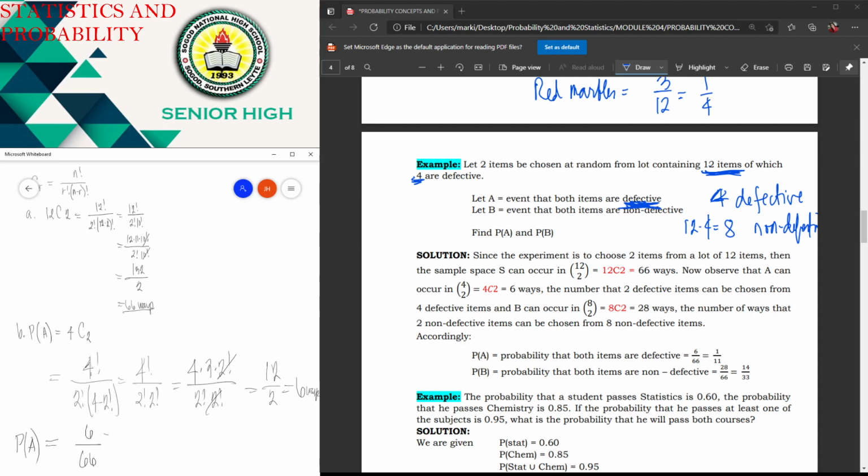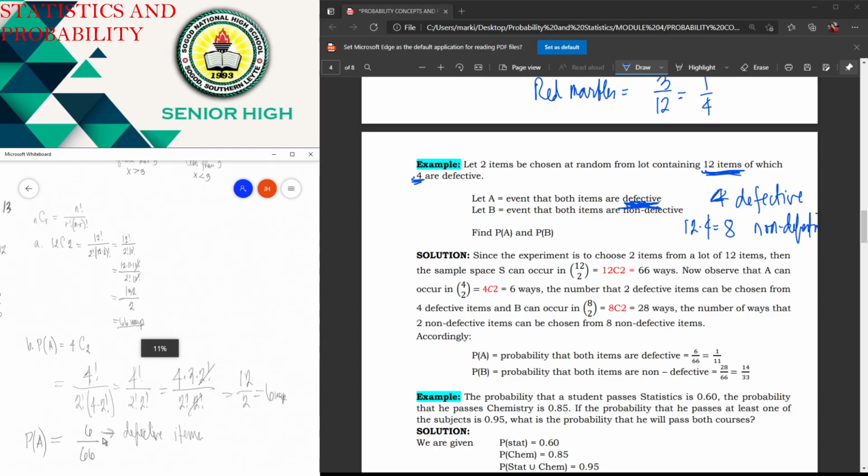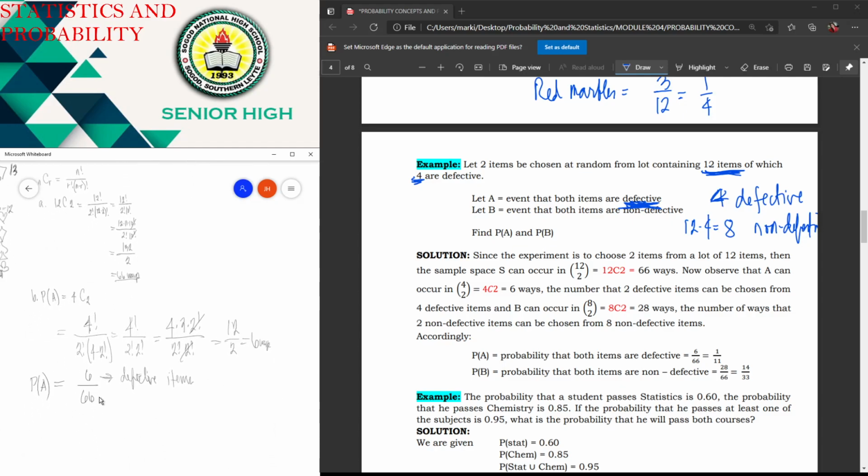Again, this 6 is only for defective items, and this 66 is the total, or the sample space, or the sample points.